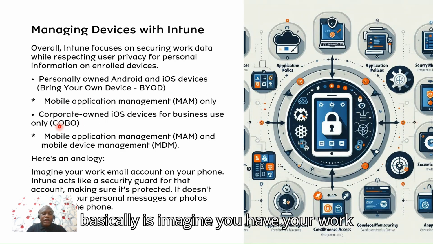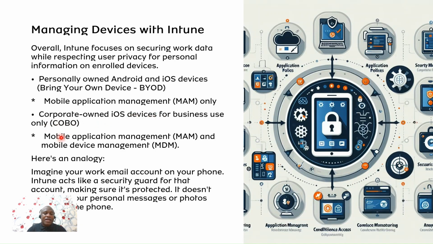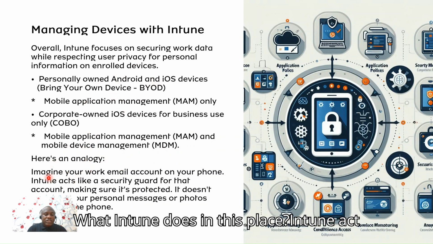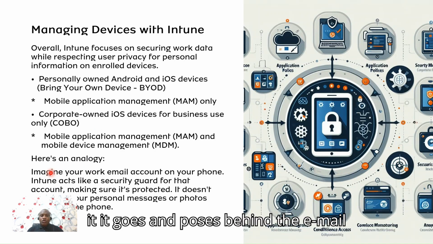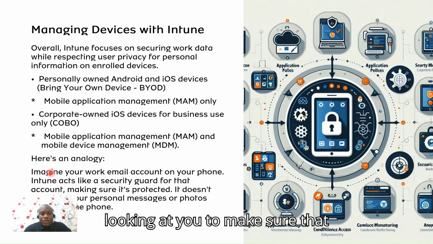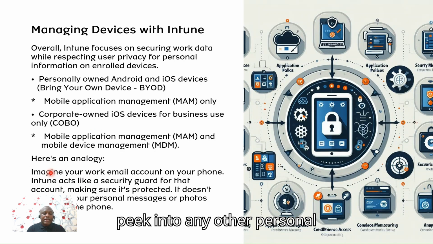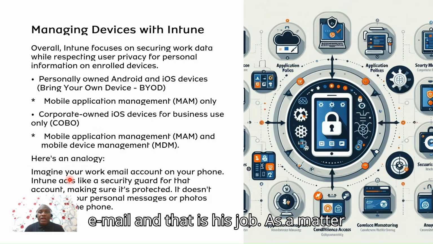imagine you have your work email on your phone, which many of us do, and many people are so skeptical of having a work email on my phone. Is the IT able to see other resources on my phone, my pictures, my documents, and whatnot? What Intune does in this place, Intune acts as a security guard for that account. So it goes and poses behind the email and says, okay, this is my property. I am looking at you to make sure that everything is protected. It doesn't peek into any other personal messages on your WhatsApp or your photos or whatever. It just focuses on the email, and that is its job.